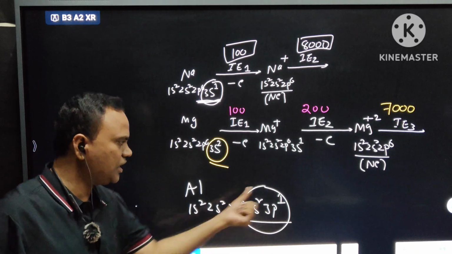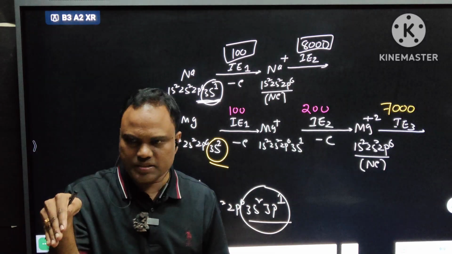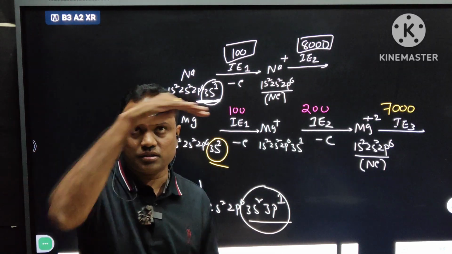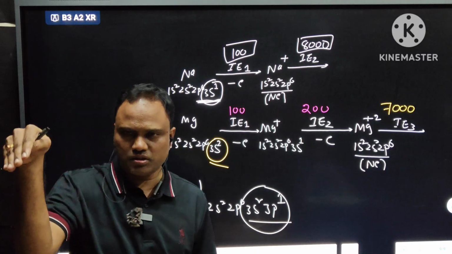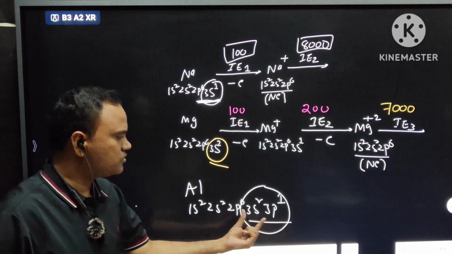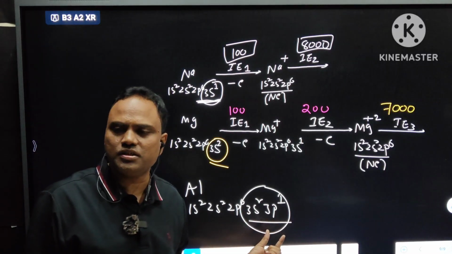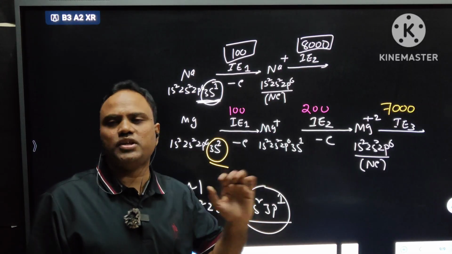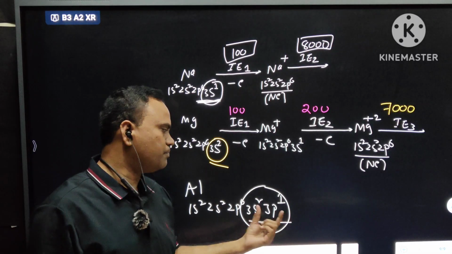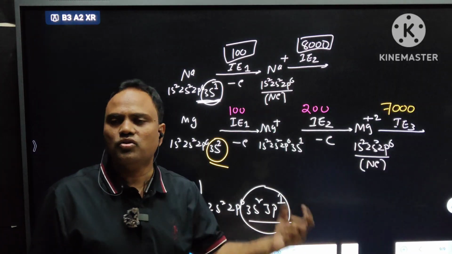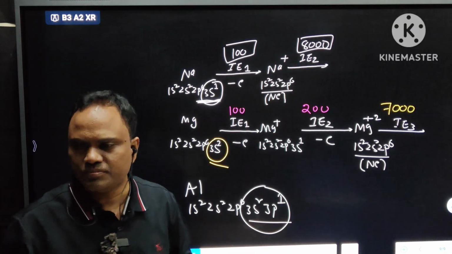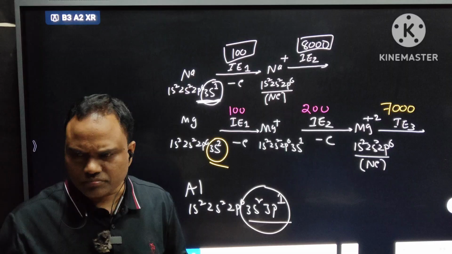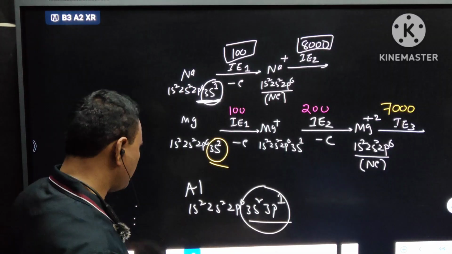So take 3 electrons. 1s, 2s2p, and in the third, 3s and 3p are present. So how many valence electrons are present here? 3. So which ionization energy is very high? The fourth ionization energy is very high. A sudden jump takes place in its fourth ionization energy. Clear? Got it? Once look at this.